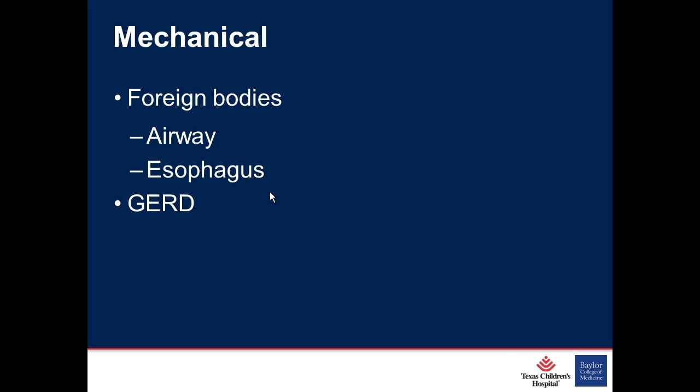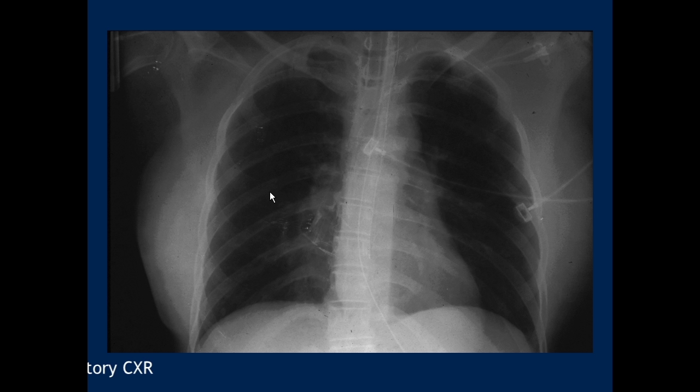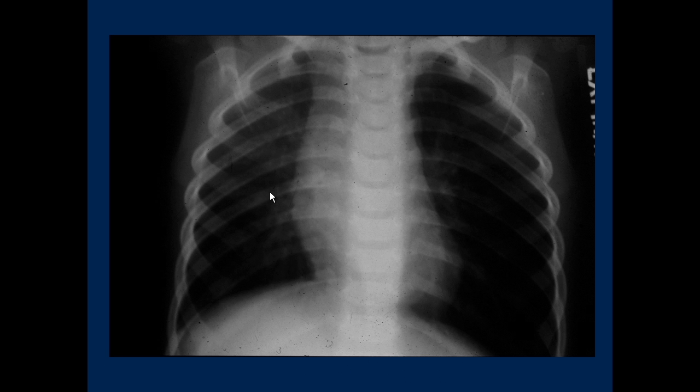And we'll also talk about mechanical causes of airway obstruction, which includes airway foreign bodies and esophageal foreign bodies. So this is a normal x-ray with inspiration. And if you look at this x-ray, it is abnormal. And the reason it's abnormal is the left hemidiaphragm is flattened and this left lung is hyperinflated. So it has obstructive emphysema.